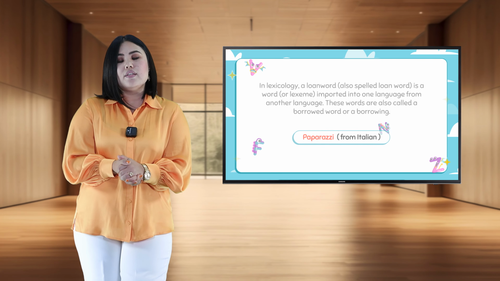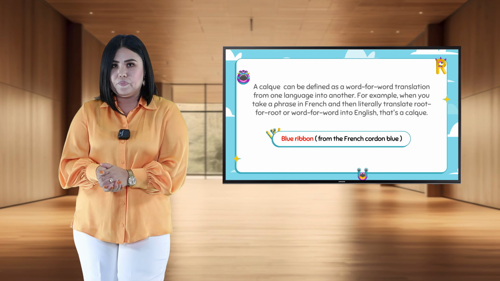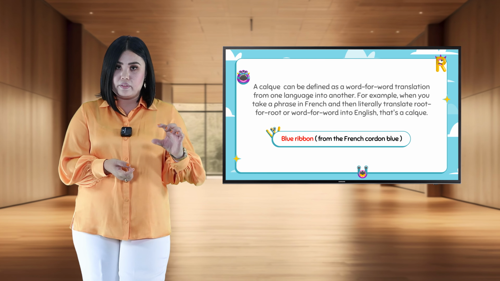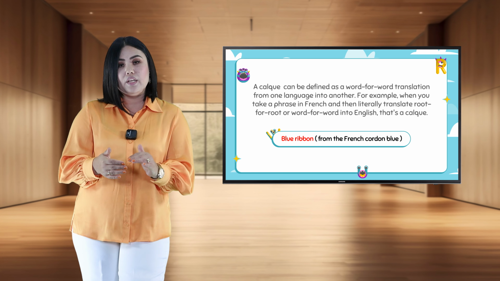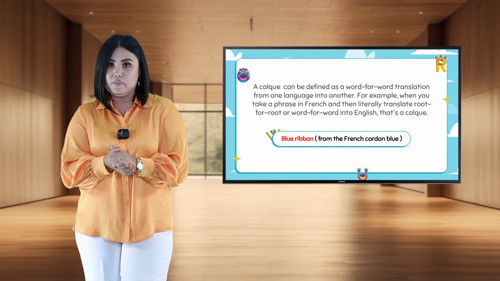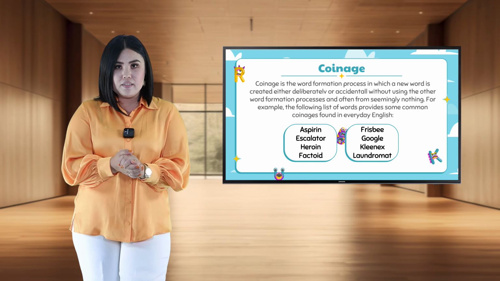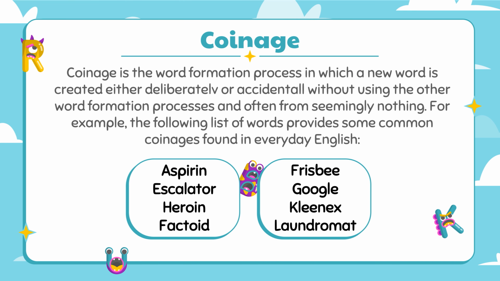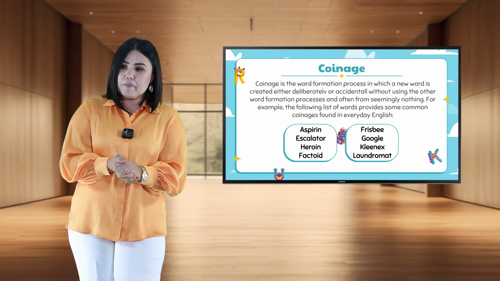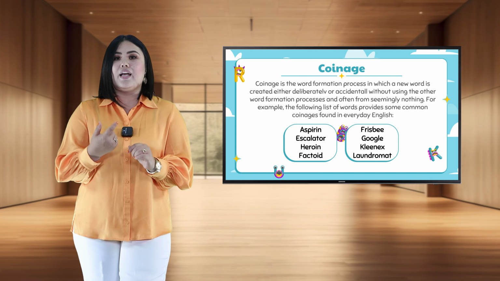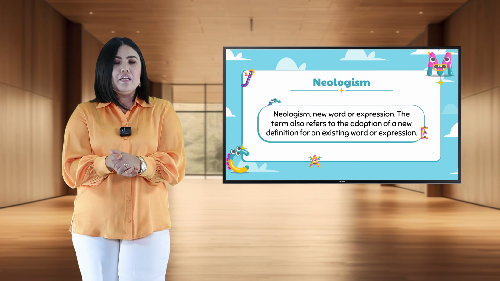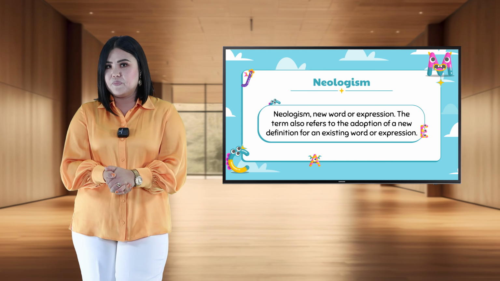Next type, in translation. These are called calquing. For example, the word blue ribbon. This word is derived from the French word cordon bleu, or the word masterpiece is taken from the Dutch word meesterstuk. Next, coinage. The coinage process means the invention of new words in language. It is also known as neologisms. For example, to Google, help desk, Zoom, are main examples of today's neologisms.